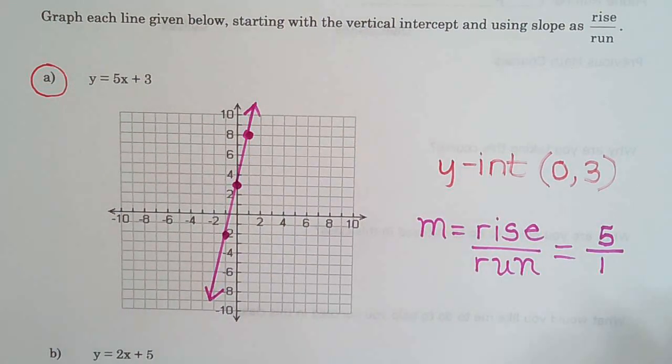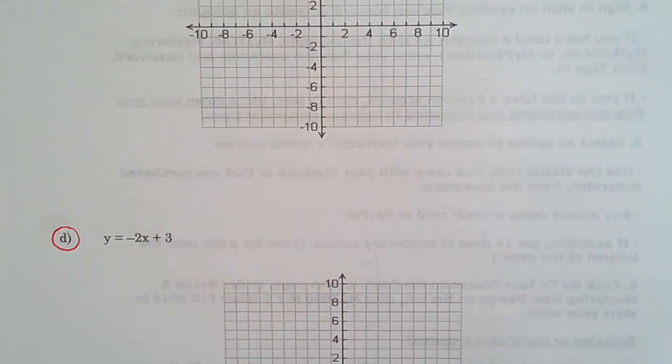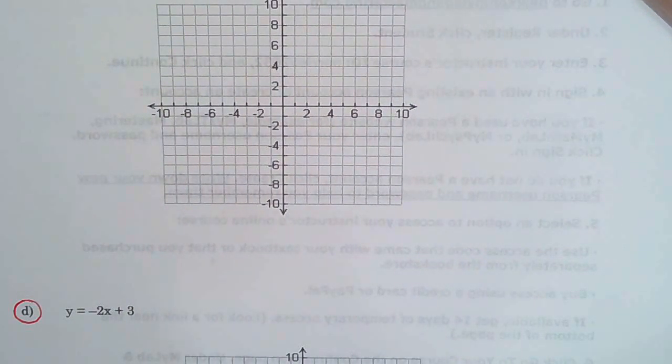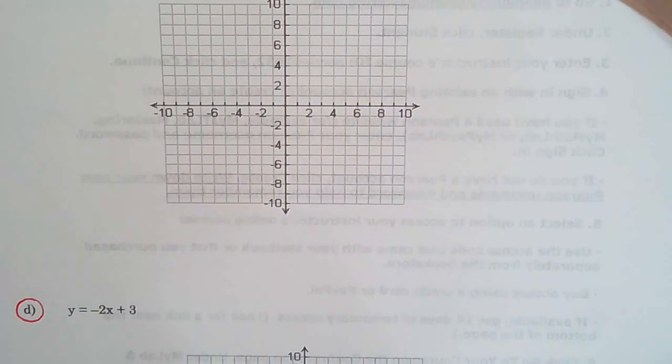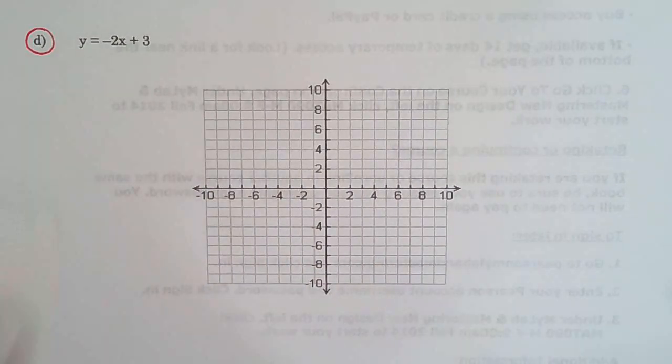So let's go ahead and go to the next page. We're going to skip to D on page 2. Like I said, I'm doing one of each type. So if you feel like you need more practice, do B and C, and then check them with the answer key on page 6.